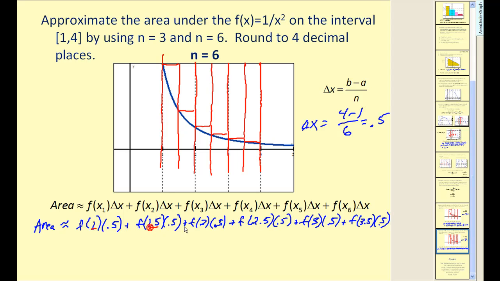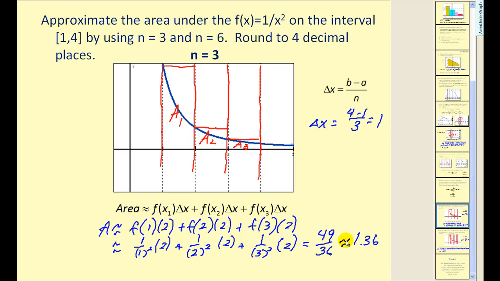Again, we'd have to substitute all of these x values into the original function in order to find the height of each rectangle. And to save some time, I've already done that and calculated all this out, and it comes out to approximately 1.024. Since we used 6 rectangles to approximate this area, we could conclude that this would be more accurate than the previous example where we had an approximate area of 1.36 using 3 rectangles.